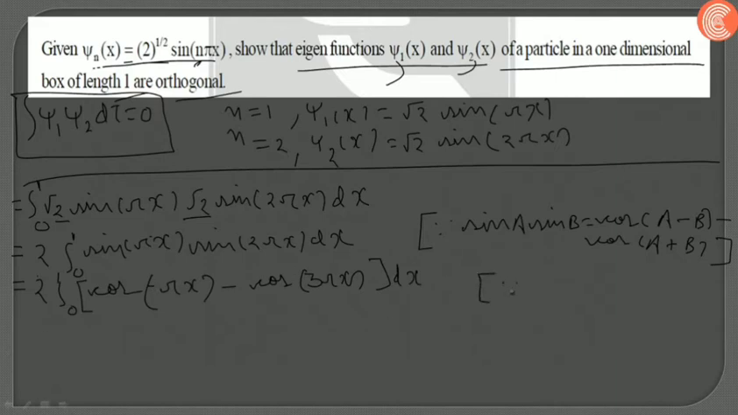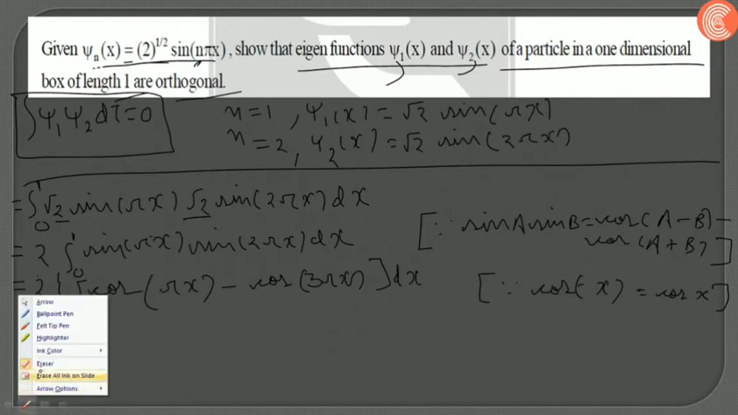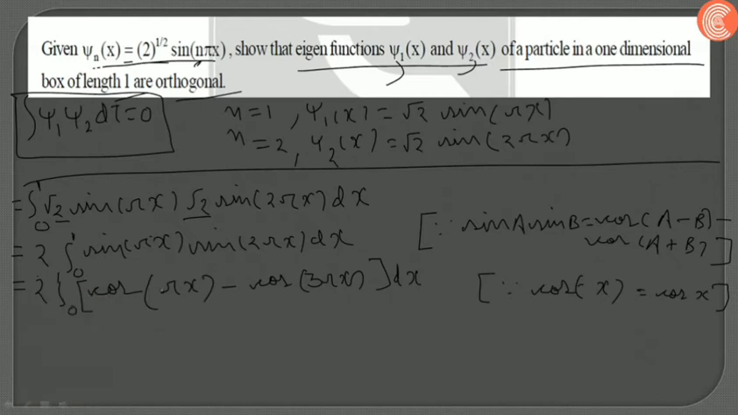We also know that cos of minus x is equal to cos x. So we can write cos of minus pi x equals cos pi x. Let's erase the minus sign, because cos minus x is basically cos x.